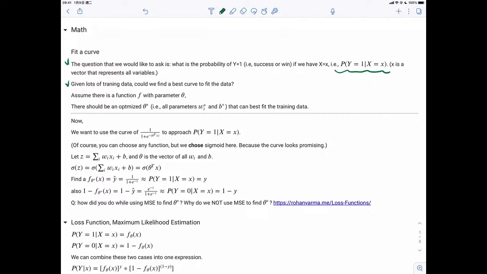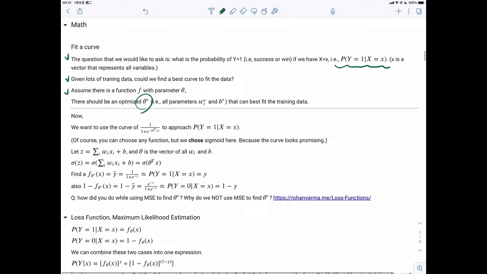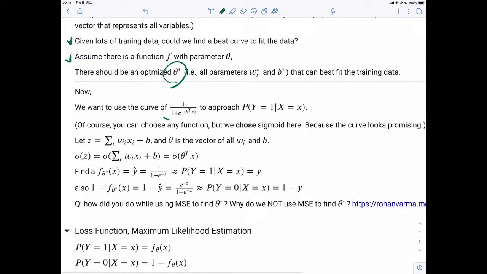Given the training data, we find the best curve. Assume there's a function with parameter f theta. So there should be an optimized theta star, which includes all the parameters, w star and b star, or a star, b star, or theta star. So now the curve looks like this.